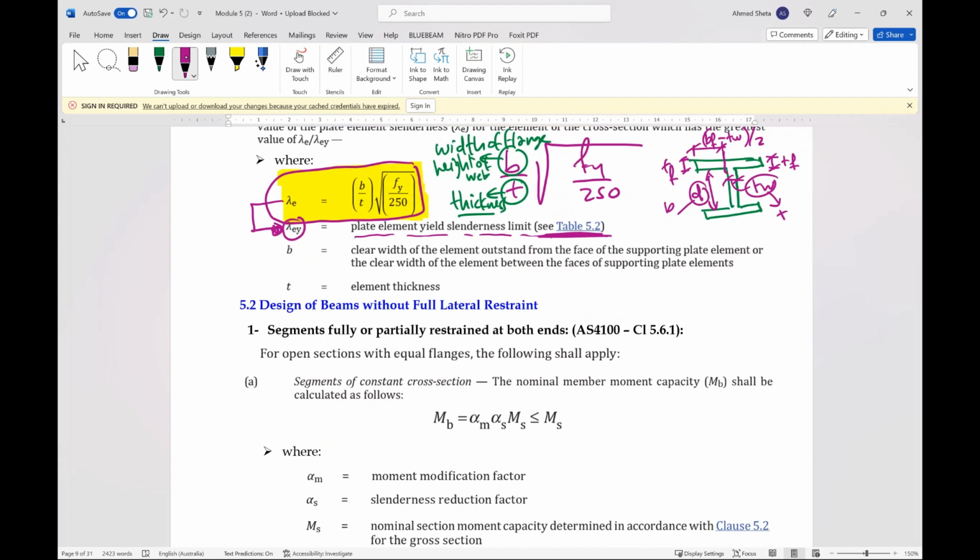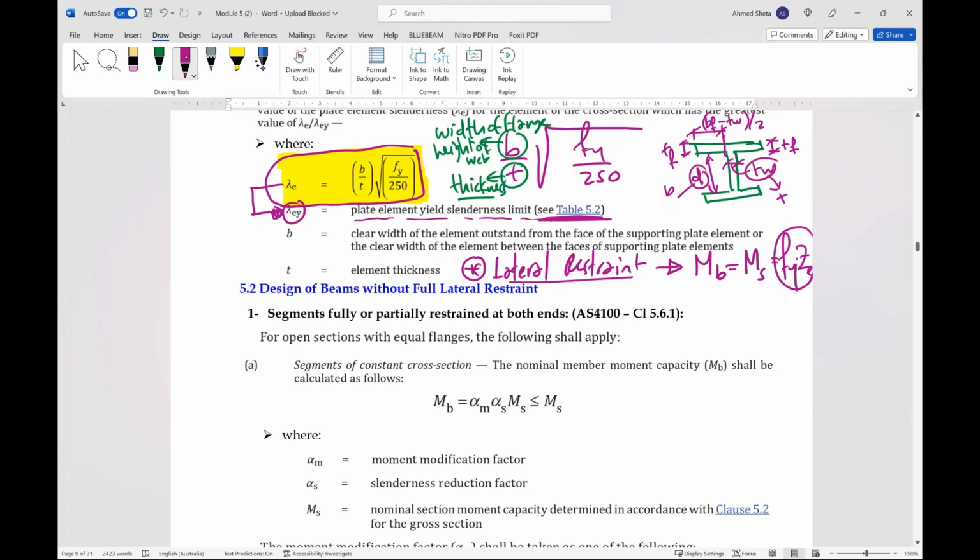So finally, for any member with full lateral restraint, the member capacity Mb equals the section capacity Ms, which equals fy times Ze, the effective section modulus. This is the main thing in the previous point.